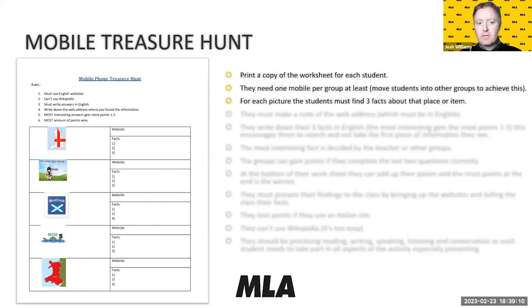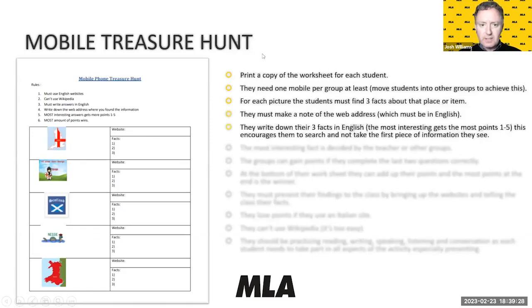Ellen asked, what are the names of English websites? They basically can go to Google and find this. So if they Google interesting facts about Scotland, then they find a website that they can go to and copy this down from. Okay? So you're not restricting them to any particular websites. They write down their 3 facts.